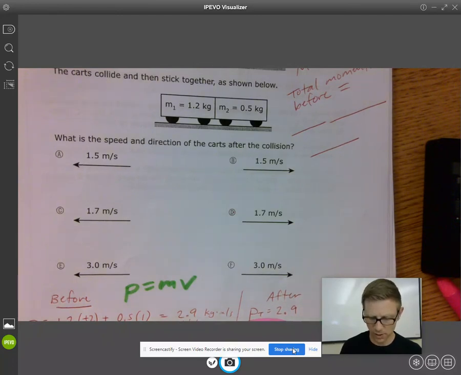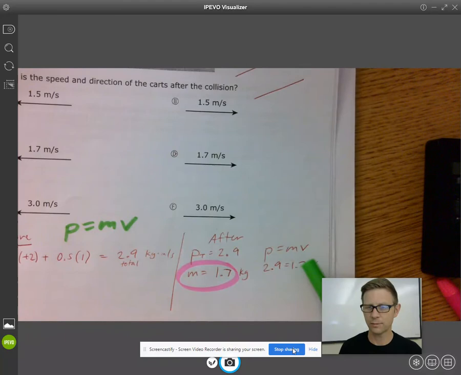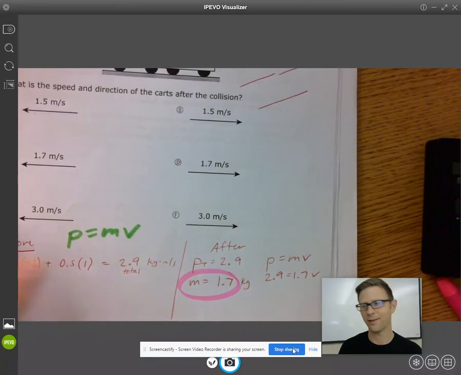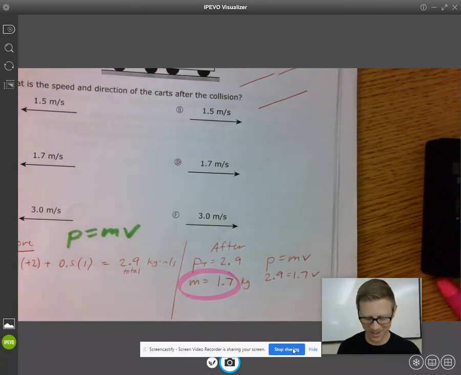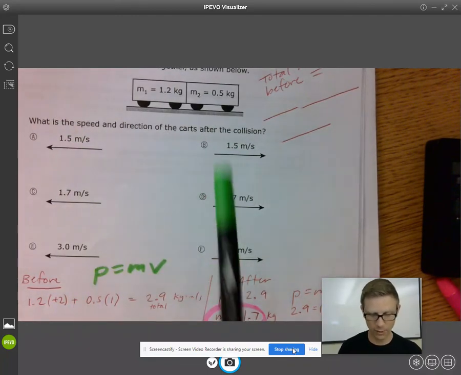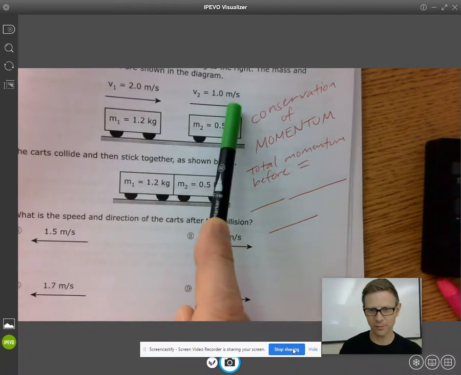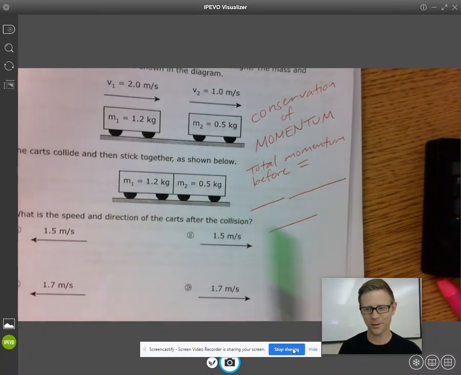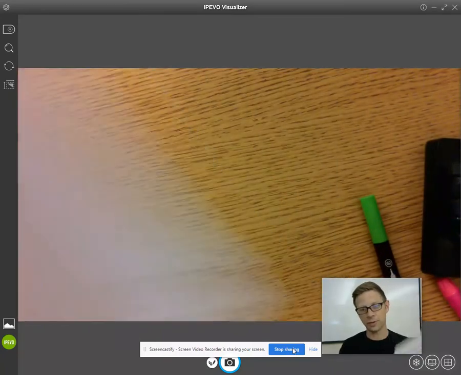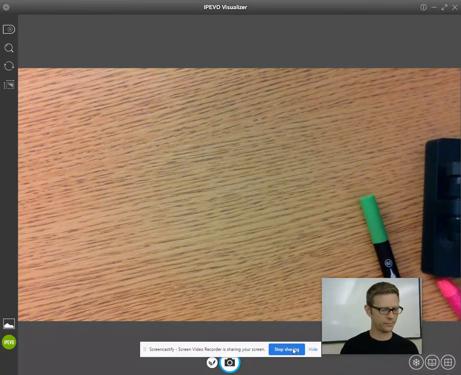So you plug in 2.9 and 1.7, divide both sides by 1.7, and you get, this annoys me, an answer that's very similar. I don't know why they did that to you, but you get a velocity. Now you have to think, is it going left or is it going right? Well, this was going right, this was going right. The final velocity will be going to the right. That's logic, even if you didn't know the momentum.